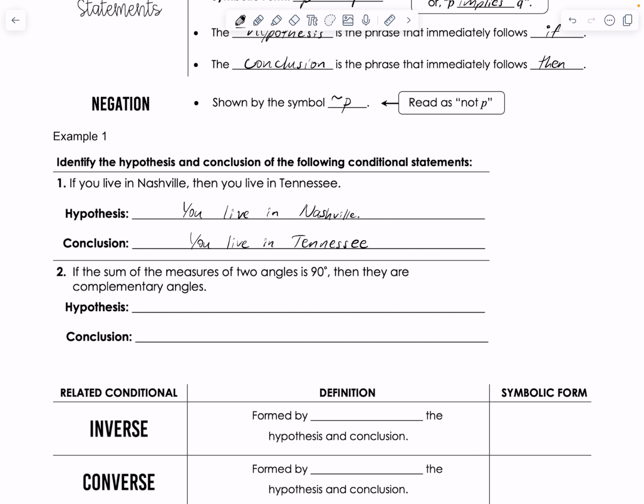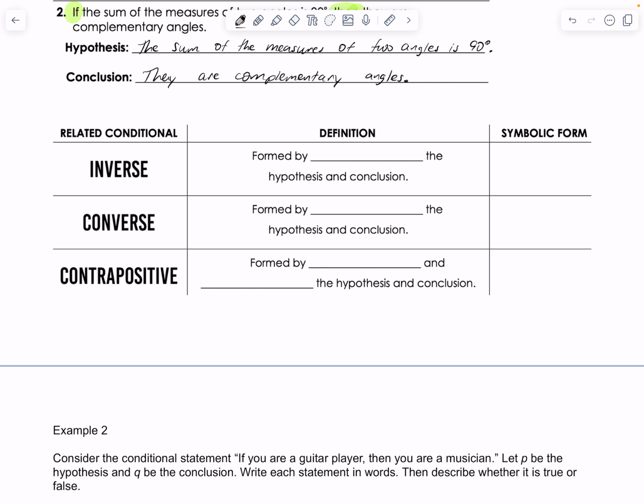The three are inverse, converse, and contrapositive. A lot of this stuff is in your textbook, so you can always refer to it while you're doing your homework. Just flip back a couple of pages. You can find all these vocab words.